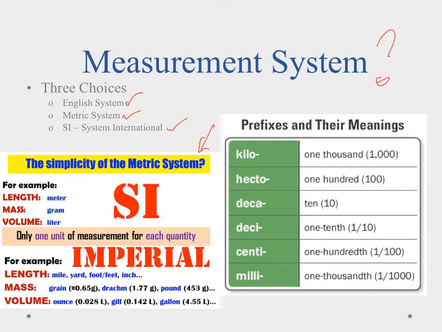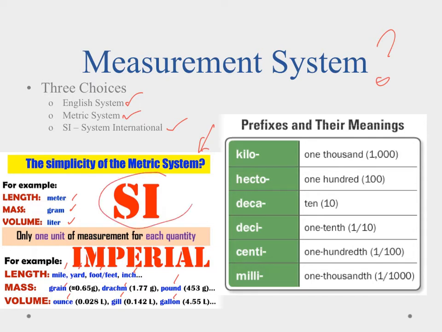For example, we have length, there's 1 unit. For mass, there's 1 unit, and for volume, there is 1 unit. So we have the meter, the gram, and the liter, and that's what we use for each one. Under the imperial or the English system, that's where we start to see a lot of conflict. With length, we can measure in miles, in yards, in feet, and in inches. So a whole bunch of different ways to measure those things. With mass, we have a grain, we have a drachm, and we have a pound. So again, a whole bunch of different units it can use. And then for volume, we can use it in ounces and gills and gallons. So a lot more confusion there.